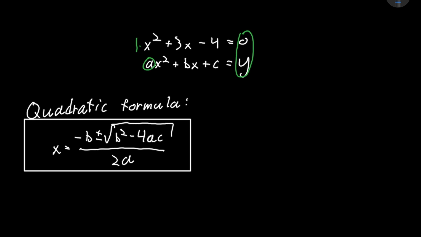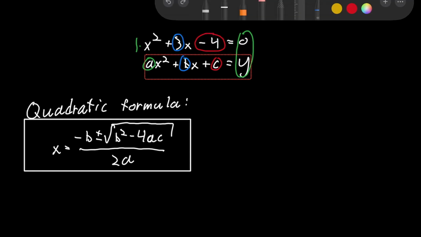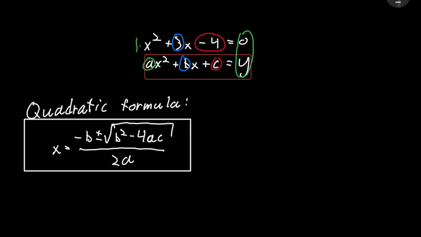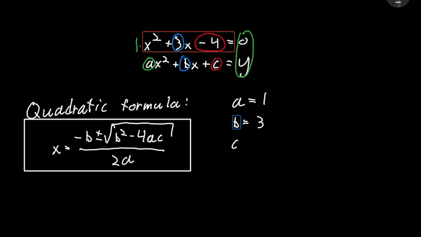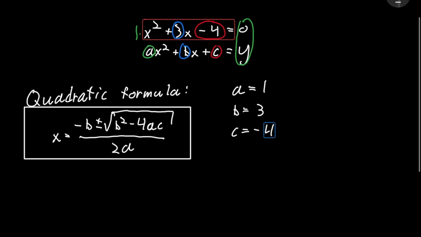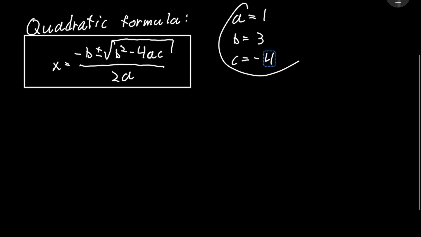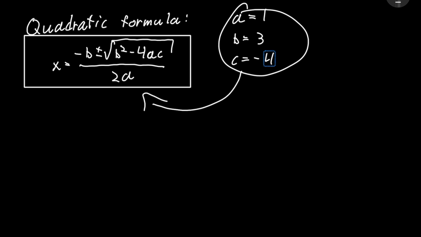b is the number standing before x, and we see in our equation that number is 3. And c is the number standing alone. In our equation, that number is -4. Be sure to include the minus symbol. Now, just write down what is a, b, and c. a equals 1, b equals 3, c equals -4. Now, just plug these numbers into the quadratic formula.